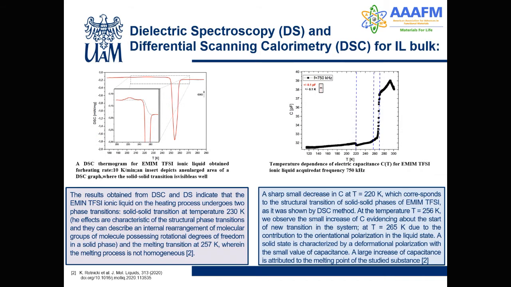Results of differential scanning calorimetry and dielectric spectroscopy show that the melting behavior of the ionic liquid is not homogeneous. At lower temperature on the DSC scan, we can distinguish an endothermic peak at a temperature of about 270, and also a peak related to the heat release due to the melting process. So we observe a solid-solid transition for the ionic liquid below the melting point.